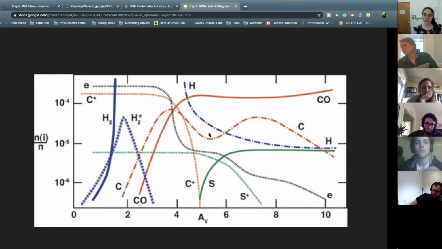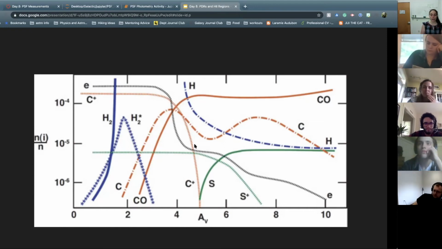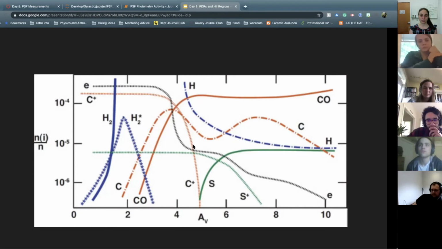So you see graphs of this that plot models of PDRs showing which ions you would expect to find where, which molecules you would expect to find where. And we can use these kinds of models to predict different properties of our PDRs, like the density and the temperatures of the PDRs that we measure. So don't worry about trying to copy all this. This is just to show you what these graphs look like and how you might want to read them. Really what we're usually interested in is ratios of these different elements.